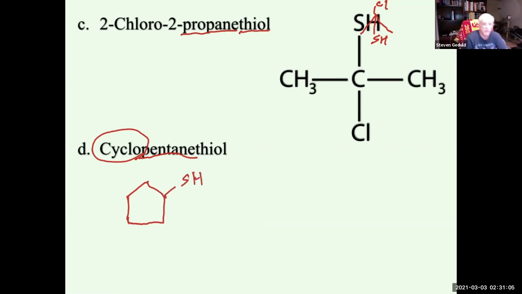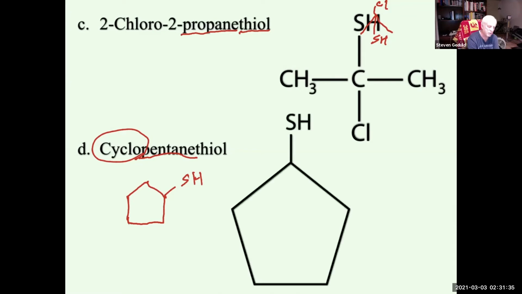We don't have to put number 1, because anytime we have a cyclical compound, the functional group is at number 1, no matter where I put it. By definition, the functional group is number 1. I could put cyclo-1-pentanethiol, but it'd be redundant, though I would not mark it wrong if you did that, because technically it is at the number 1 position. But cyclopentanethiol. Here we go. Again, it's at the number 1 carbon. You have a thiol group. Cyclo means cyclical, 5 carbons, all in a circle.